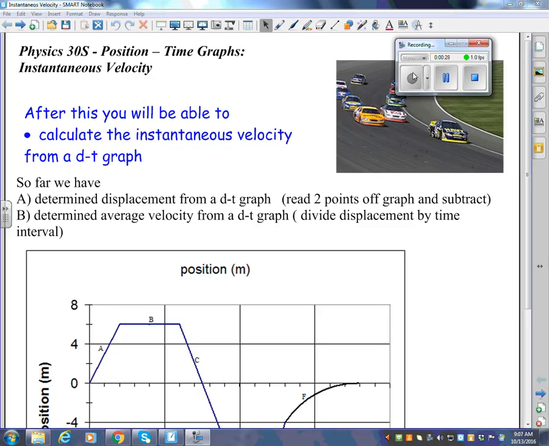Exactly 2 seconds. Like you said, an instant is exactly 2 seconds. Groups of numbers, says Riley.